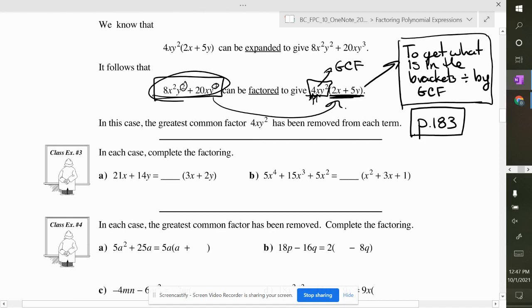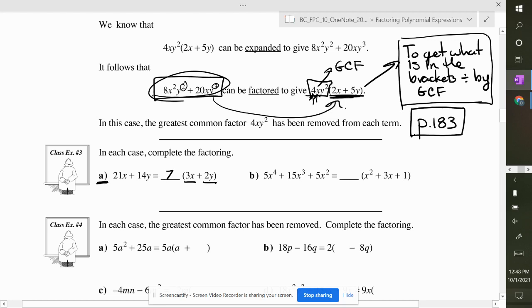And that's what we're going to do right now. So, this first one here. What is the greatest common factor of 21 and 14? 7. Is there a common factor of x and y? No. So if I take 21 and I divide by my greatest common factor, which is 7, 21 divided by 7 is? There's a 3x there. 14 divided by 7 is? That's how you get what's in the brackets.